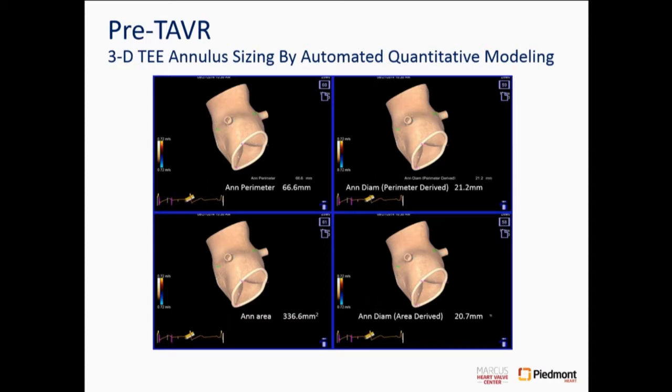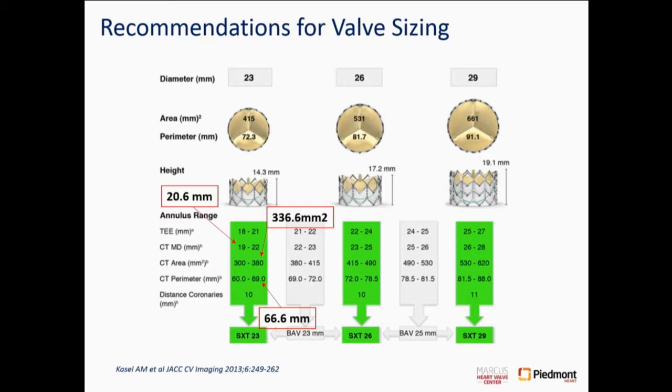This process takes literally a few seconds to do. It takes about 3 seconds to acquire the data, and it takes about another 5 seconds to get the quantitative data. So it really doesn't take much time to do this, either intra-procedurally or outside. We are still using the CT tables for sizing the annulus, although we get this from 3D TEE, because that was a test we wanted to do.